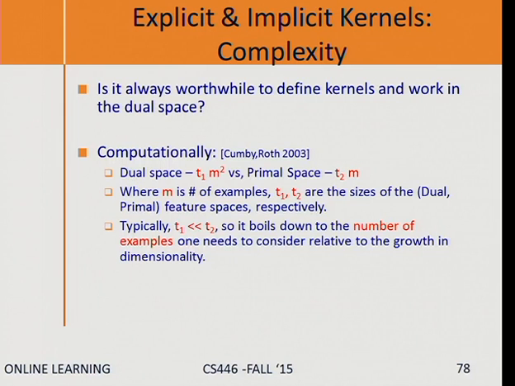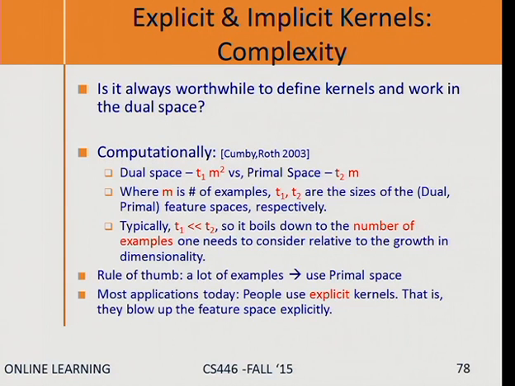So what you care about is the ratio between T1 and T2 and its relation to m. If m is very, very large, a lot of examples, you don't want to work in the dual space. If m is small, you want to work in the dual space. Okay? So that's kind of a rule of thumb.